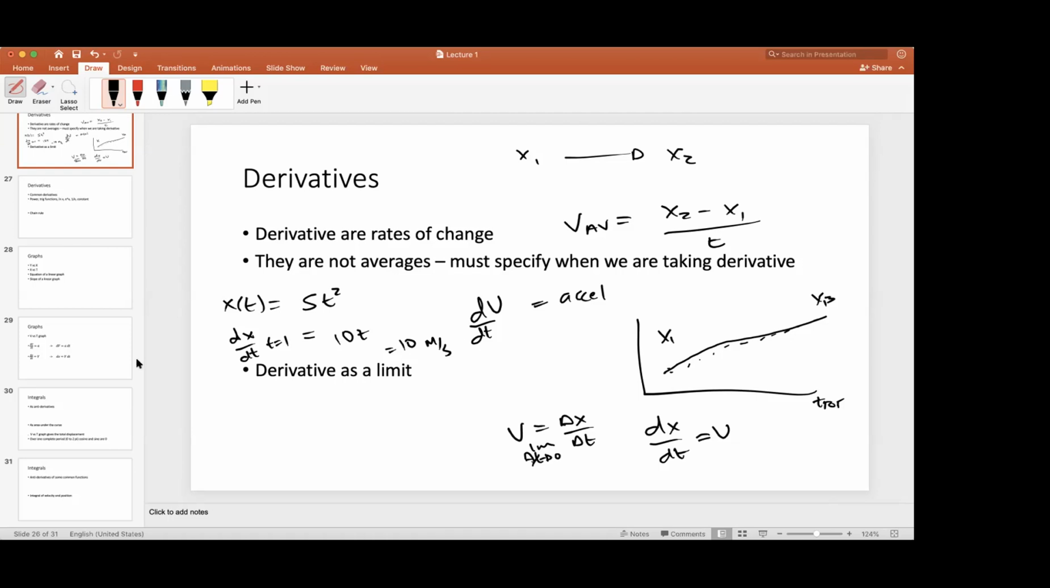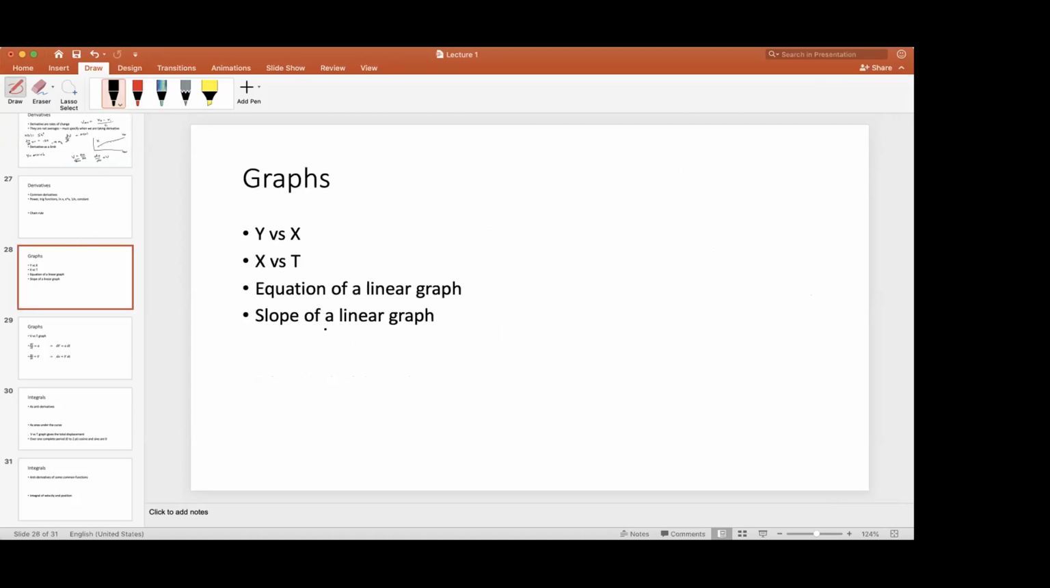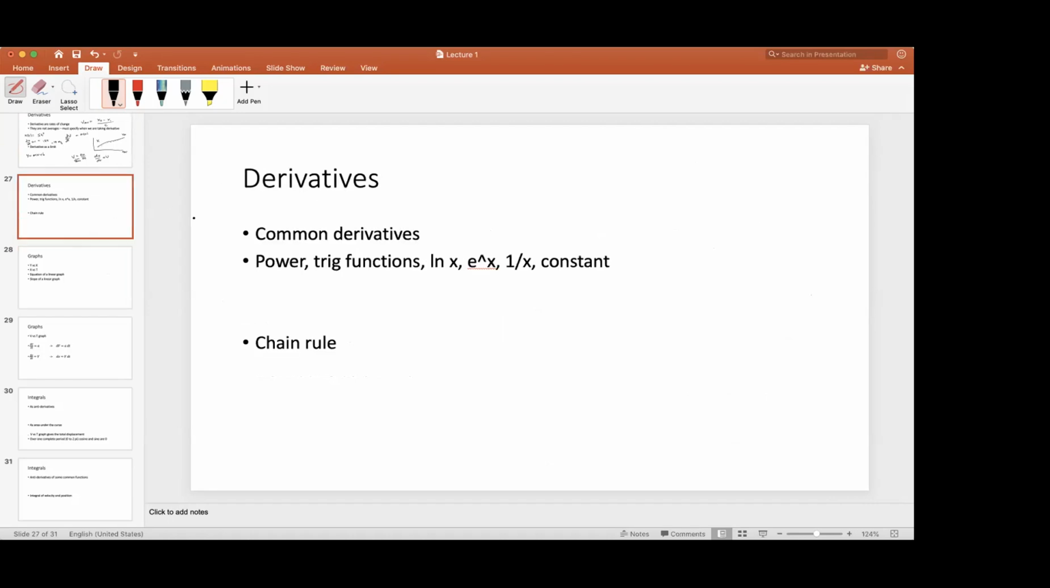You understand, I think, that a linear equation is y is mx plus b. This is the equation of a line. We're going to need that right now. Oh, wait, sorry, I jumped ahead of myself. Make sure you know your common derivatives.